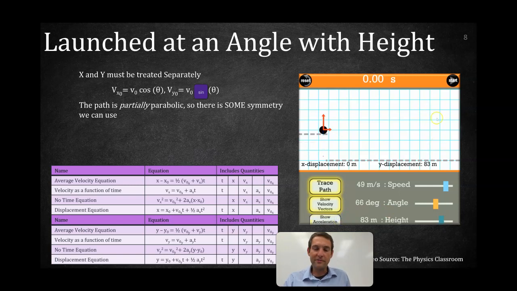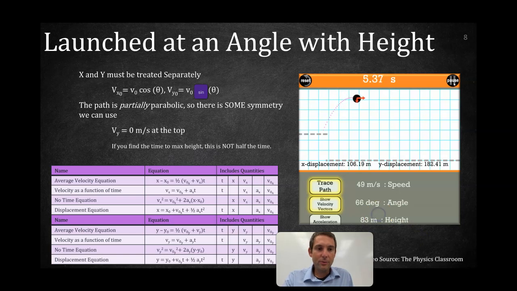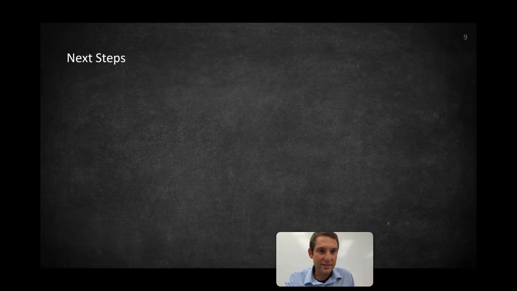If we only want to find the height or the time it takes to return to the same height, then we're looking at just the parabola. But if we find the time to the maximum height, remember with this type of problem, this is not half the time. We're just using kinematic equations for these. And acceleration will still be negative 10 meters per second squared the entire time.